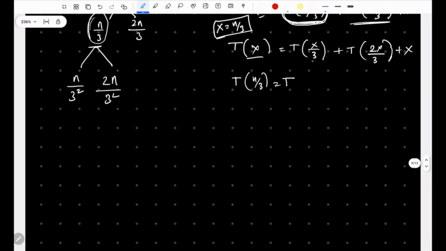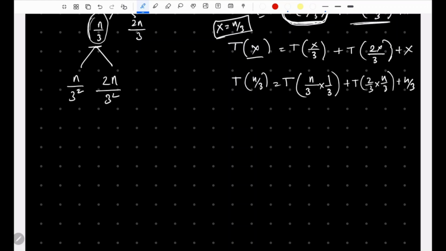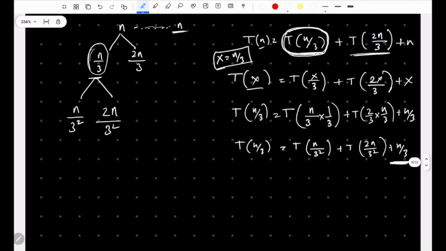So T of x, what is the value of x? n by 3. So T of n by 3 is equal to T of n by 3 into 1 by 3 plus T of 2 by 3 into n by 3, plus n by 3. That is, T of n by 3 is equal to T of n by 3 square plus T of 2n by 3 square plus n by 3. This is the cost. I have taken n by 3 and divided it into two parts: n by 3 square and 2n by 3 square. And the cost is n by 3, which I was talking about before. So the cost for just this will be n by 3.